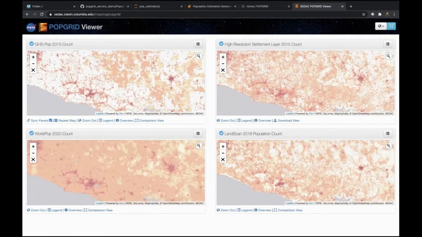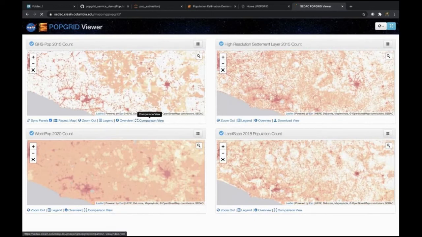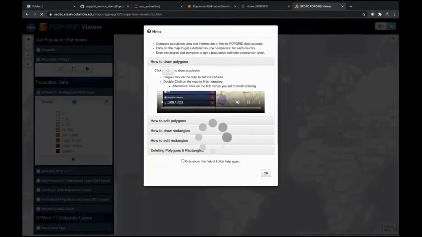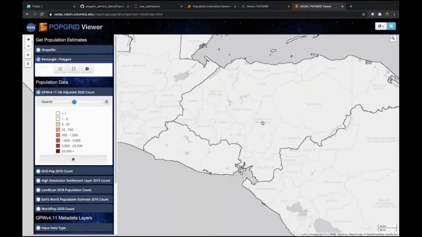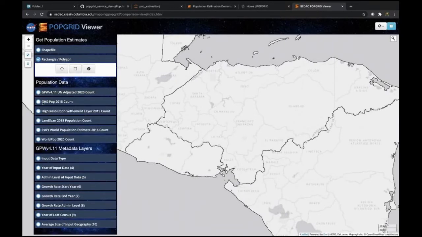And then if you've got an area of interest, let's say we're interested in how many people live in this city, you can flip to a comparison view, and we'll get a help screen that shows you how to use the comparison view, but I'll leave that closed for now.